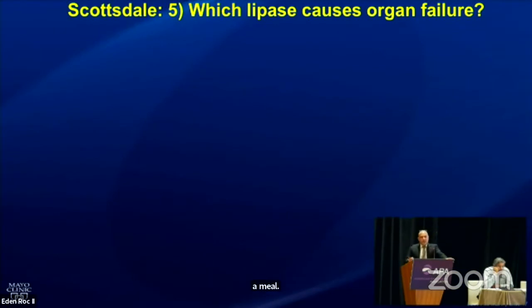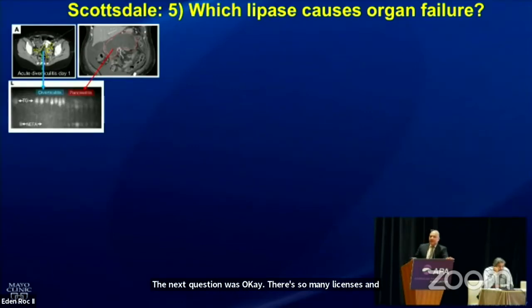The next question was, okay, there are so many lipases, and the most popular one is ATGL. So which lipase causes organ failure? The clues to this, we thought, would be best if we compare a disease with fat involvement, but no organ failure, such as acute diverticulitis. There's pericolonic stranding, as we call it, and there is peripancreatic stranding, which progresses to fat necrosis and pancreatitis.